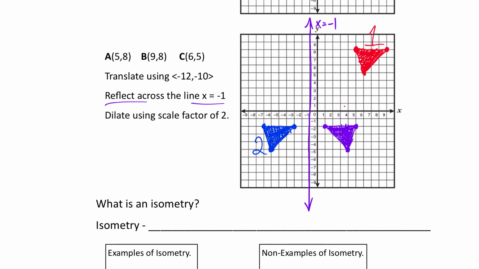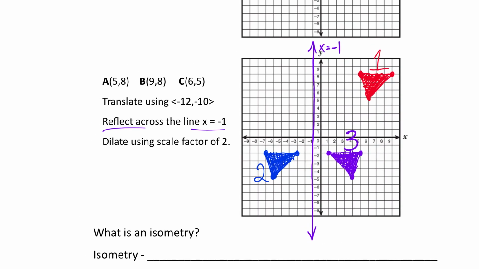So that's my third one. Now the last transformation we're going to do in this composition is a dilation. Now dilating uses a scale factor of 2. Now remember, when we do a composition, this is a progression. So the one that I'm dilating is the third one, the purple one here, not the original one. So whenever I multiply by 2, I'm not multiplying these by 2 because that's the original one.